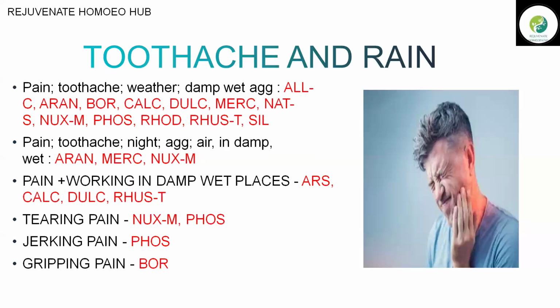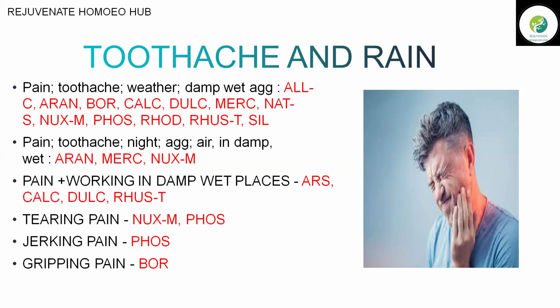Toothache and rain. Pain, toothache, weather, damp wet aggravation: allium cepa, arnica diadema, borax, calcarea, dulcamara, mercurius, natrum sulph, nux moschata, phosphorus, rhododendron, rhus tox, silicea. Almost most of the remedies will be repeated here because these are the core of the remedies where they have this wet damp aggravation or monsoon weather aggravation. The pathology is different, but the remedies are the same. You need to understand when to indicate which remedy.